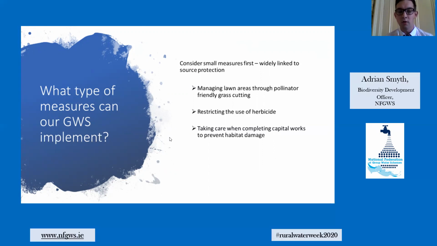Some small measures that can be implemented would involve managing your lawn areas through pollinator-friendly grass cutting, restricting the use of herbicides, and taking care when completing capital works to prevent habitat damage. All of these measures are widely linked, and they should not just take place on a group scheme site. We would love them to be taking place throughout the catchment through awareness initiatives.